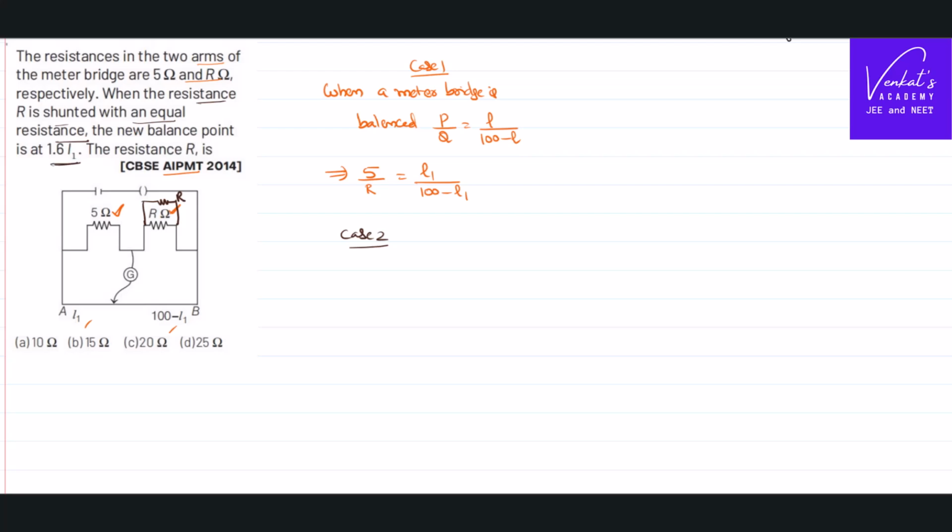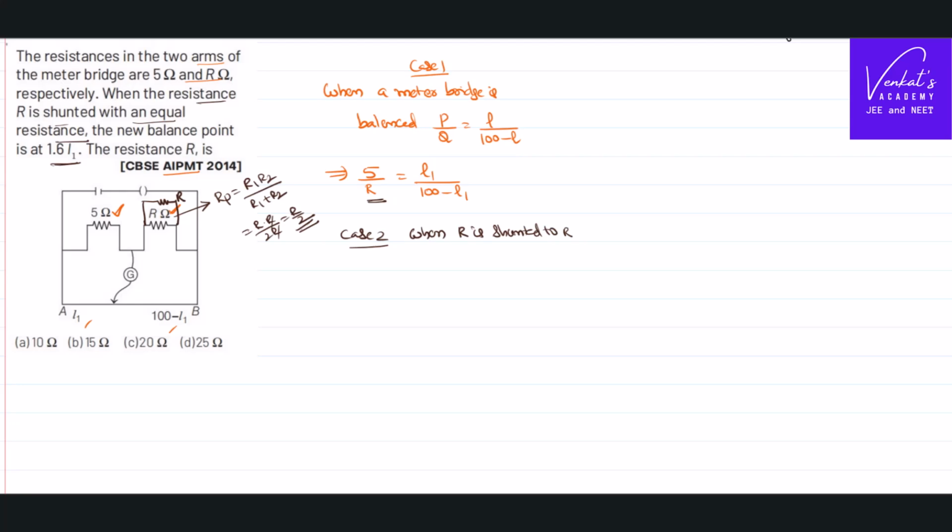So, case 2, when R is shunted with R, these two are in parallel. So the effective resistance R parallel equals R1 R2 by R1 plus R2, you know this formula. Both are R only, so that becomes R by 2. In the second gap, instead of R, there is now a new resistance R by 2.